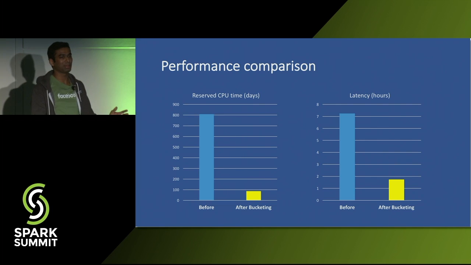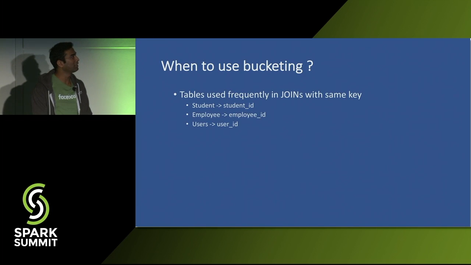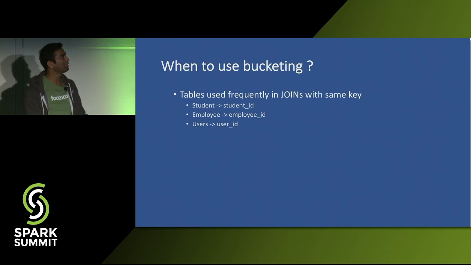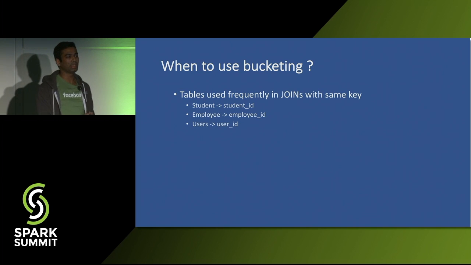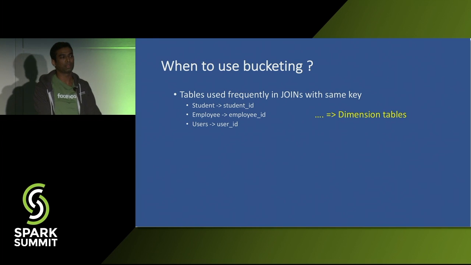They say, hey, why not just use bucketing everywhere? We figured out some patterns where using bucketing makes sense. The first pattern is the example I've been using so far in the presentation, wherein you have some set of tables that you use frequently in joins, and they have some kind of primary key. A classic example is the student table, where the primary key is student ID. Another example is the employee table with employee ID, and so on. These tables are typically called dim or dimension tables.